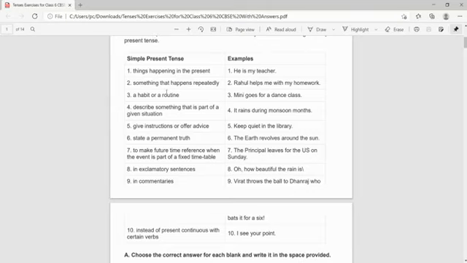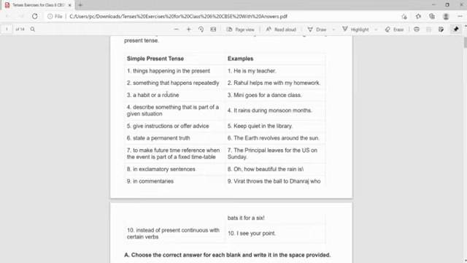Something that happens repeatedly, the things that are happening again and again continuously, we call it simple present. Simple. Repeated actions happening repeatedly. Rahul helps me with my homework. It is simple present tense again.